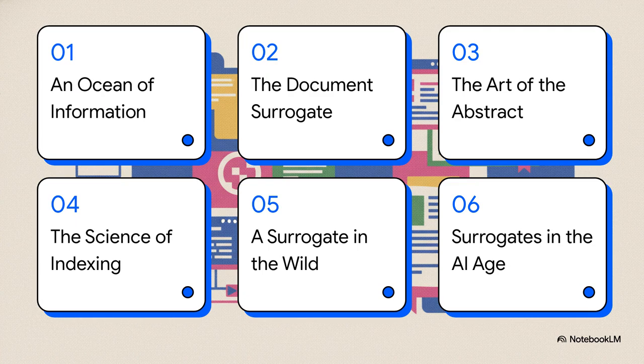So here's our game plan for today. We're going to start with that problem, the ocean of information. Then we'll define what a document surrogate actually is. After that, we'll look at its key parts, the abstract and the index, see a real-world example from way back when, and finally, connect it all to the AI tools that we use every single day.